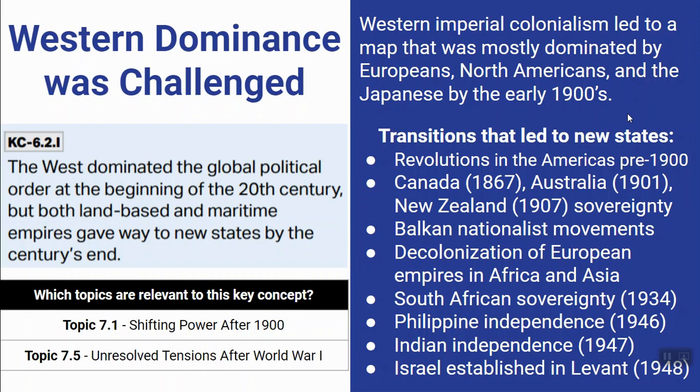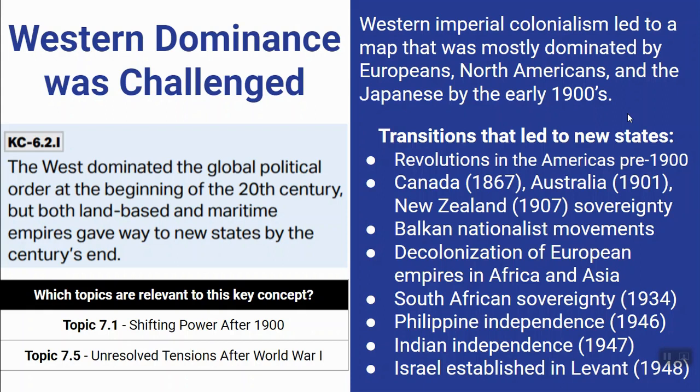But transitions that did lead to specific new states, of course, include revolutions in the Americas before we even get into the 1900s, particularly revolutions away from Iberian states. You also had the Commonwealth from the British government or the British Empire that started developing at this time, where you had dominions in Canada, Australia, New Zealand, and later South Africa, achieving different levels of sovereignty and eventually, during the 20th century, independence. You also had the Balkan nationalist movements that we talked about before World War I that were a part of the breakup of the Ottoman Empire.